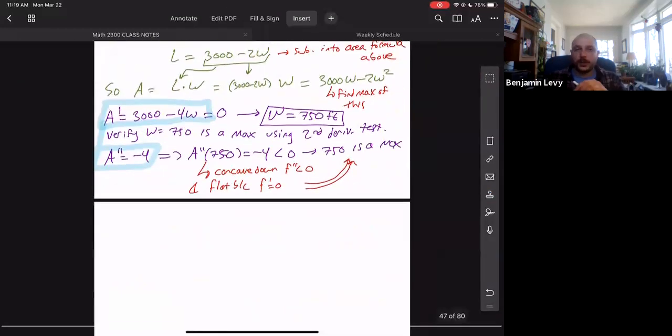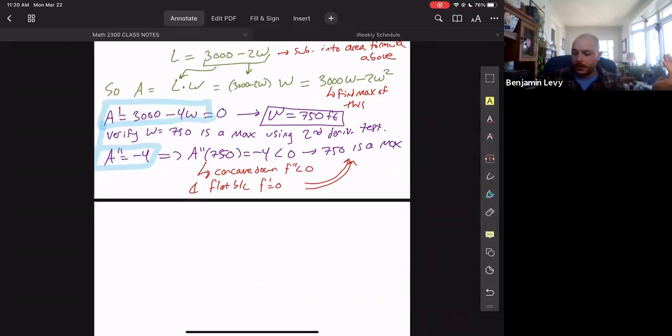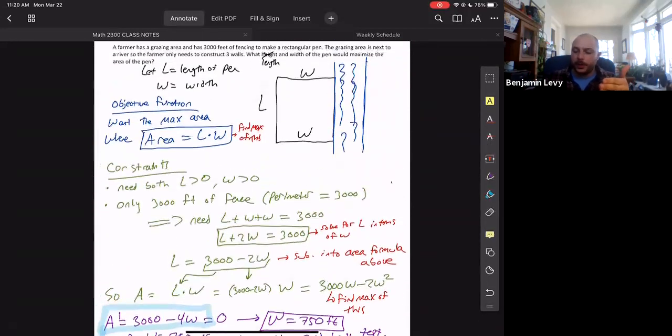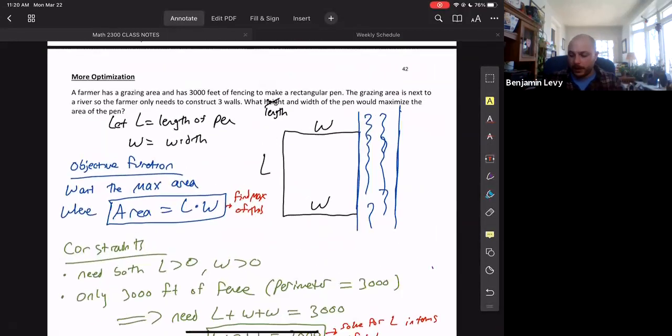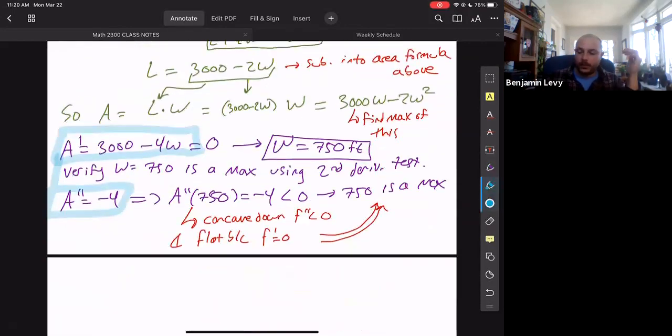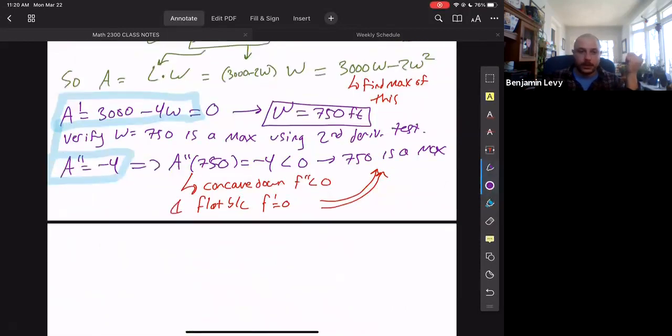So just to kind of finish it, the width, 750, is the biggest width. So what's the biggest length? Let's review the question actually. The question is, what's the biggest area, right? What height and width would maximize the area is what that says. So we have the width. Let's find the length.